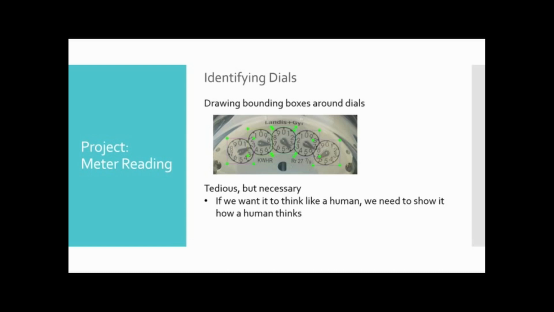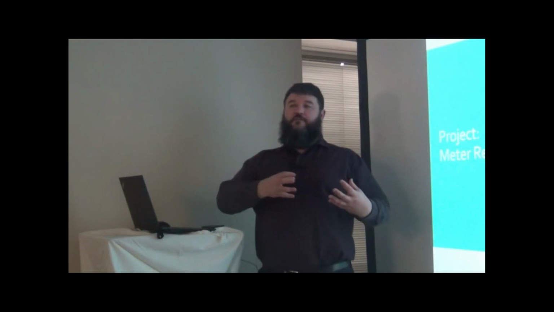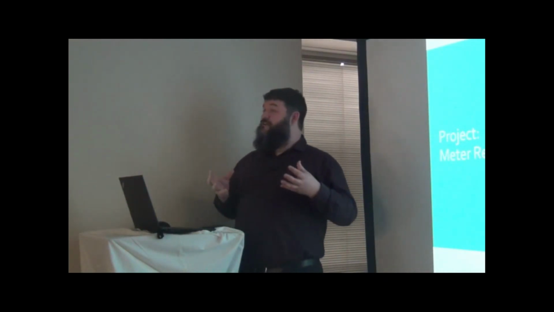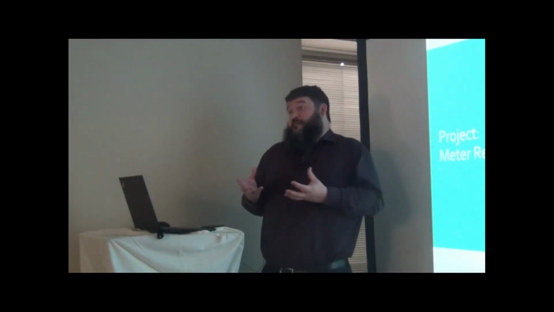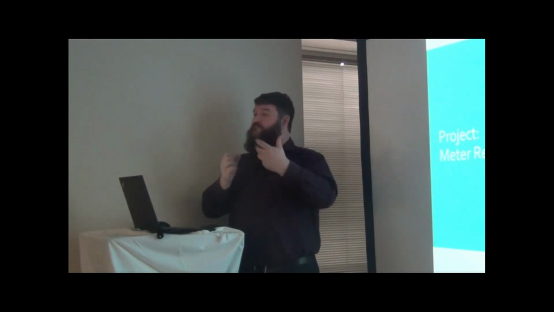So if we wanted to think like a human, we needed to show it how a human thinks, right? Somehow we have to transfer that understanding and codify it in a way the machine can understand. And in this context for object detection, the way to do that is we define, okay, this is the area inside the image that that object lives.